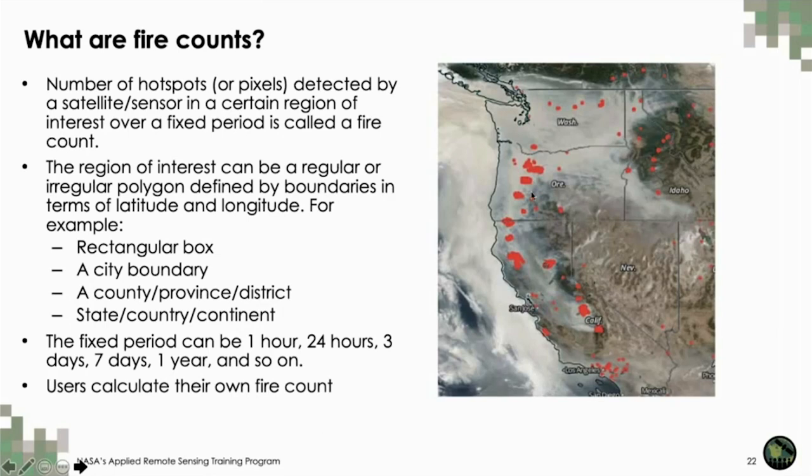certain regions. So for example, in this image, if I draw a box over the state of Washington or Oregon or California and count all the pixels which are classified as fire by a particular satellite algorithm, then that will become my fire count.